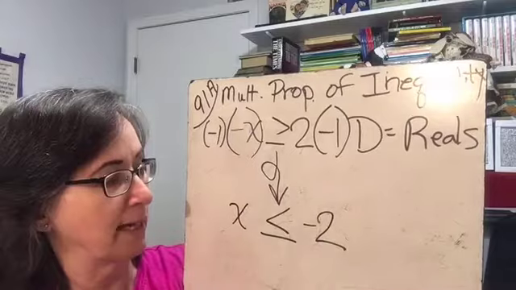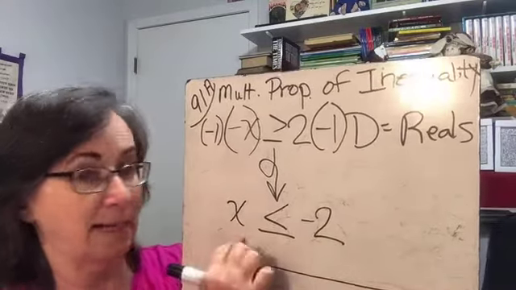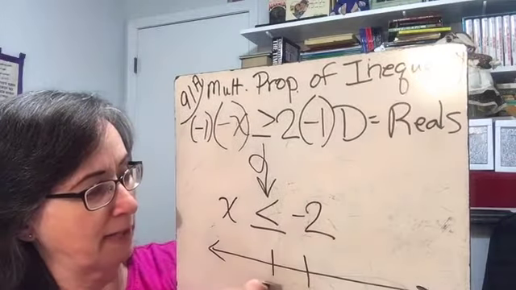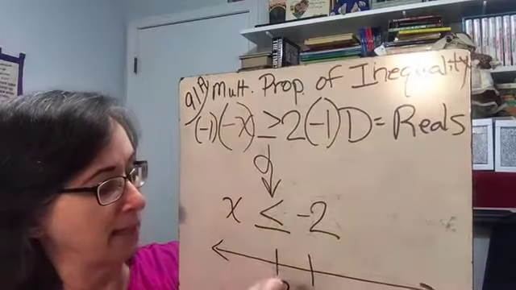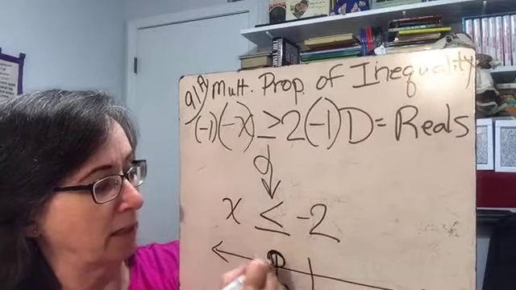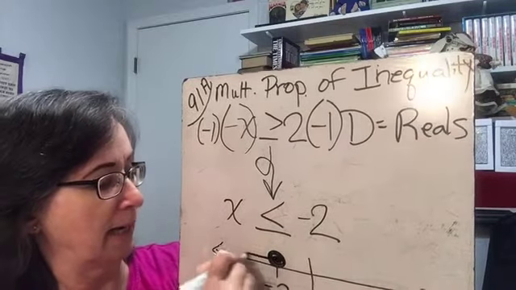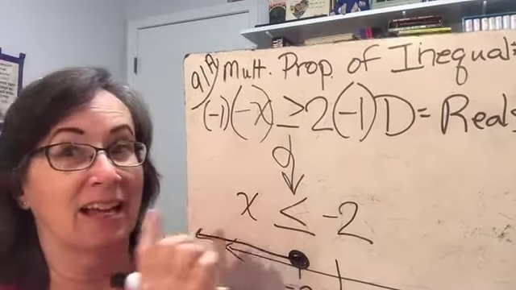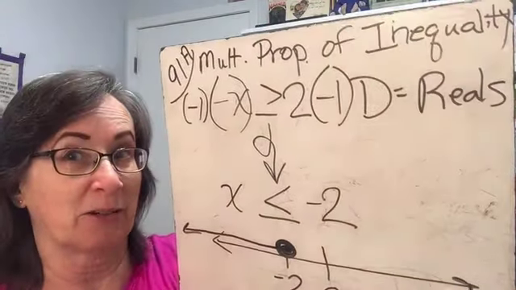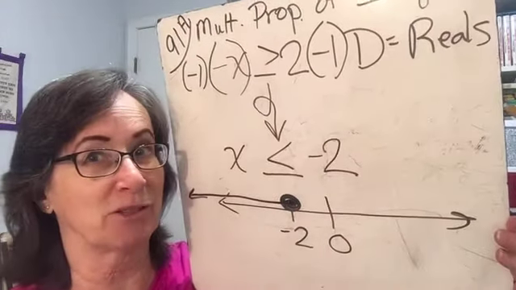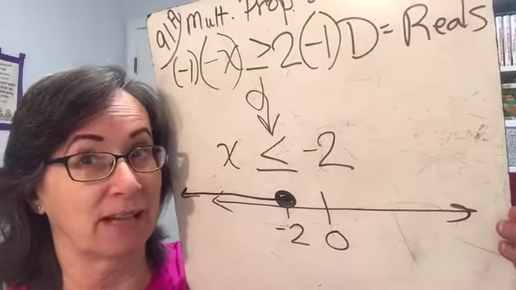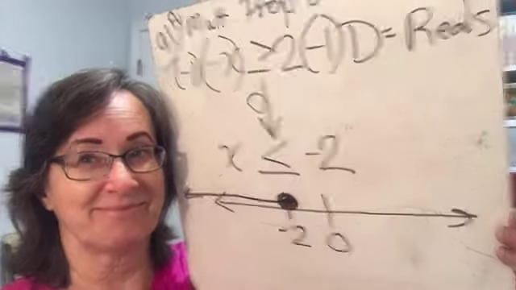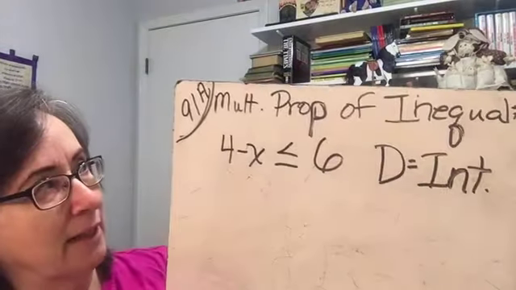Domain is reals. And now that I have x by itself, I put on a 0, I put on my negative 2, x must be less than or equal to negative 2. It's going to be a closed circle going left. And now that I have an x instead of a negative x, it's much easier to graph. You never want to try to graph it when there's a negative x. It's difficult.